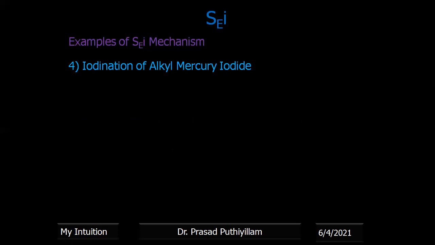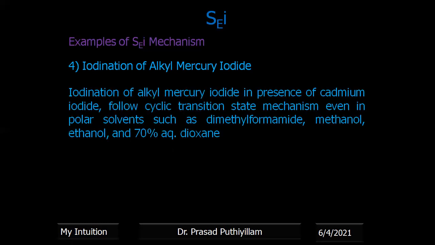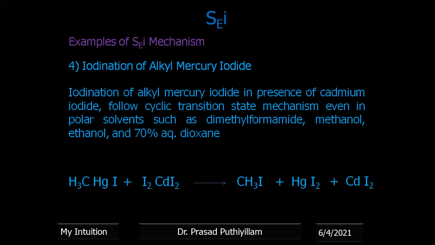The fourth one is iodination of alkyl mercury iodide. Iodination of alkyl mercury iodide in the presence of cadmium iodide follows a cyclic transition state mechanism, even in polar solvents such as dimethyl formamide, DMF, methanol, ethanol, and even with 70% aqueous dioxane. The reaction I am writing here: CH3HgI plus I2 with CdI2 gives CH3I, that is alkyl iodide, plus HgI2 and CdI2. CdI2 means cadmium iodide.